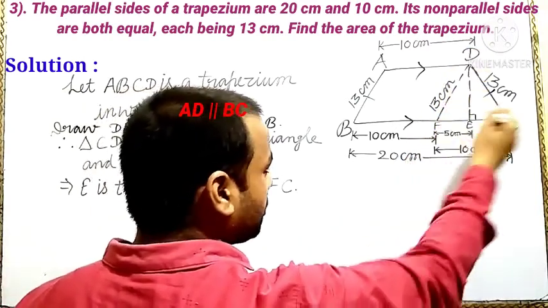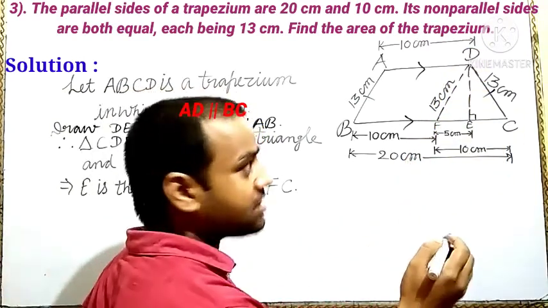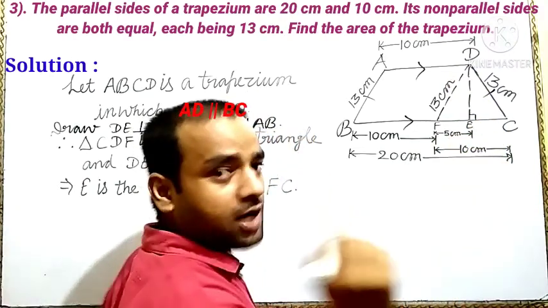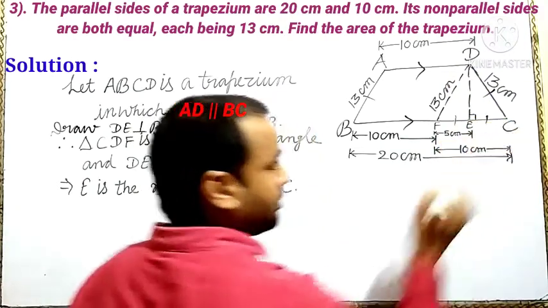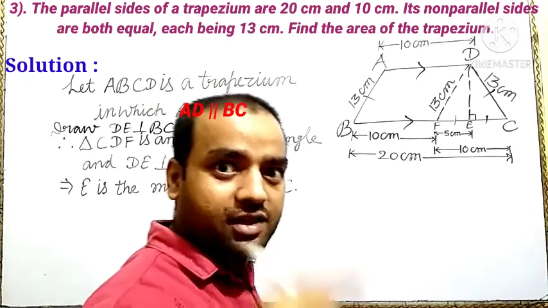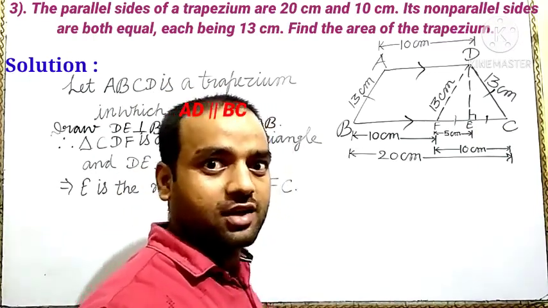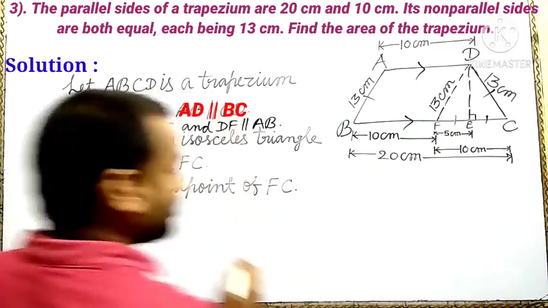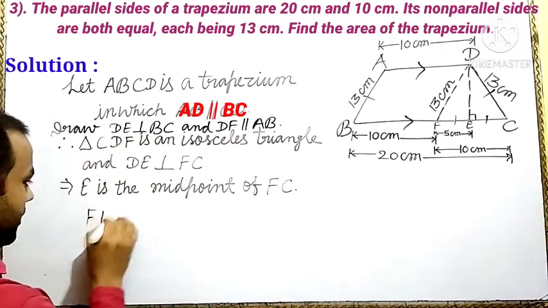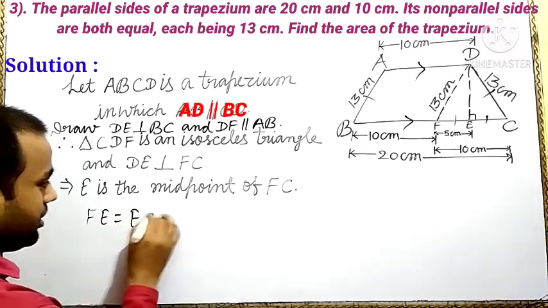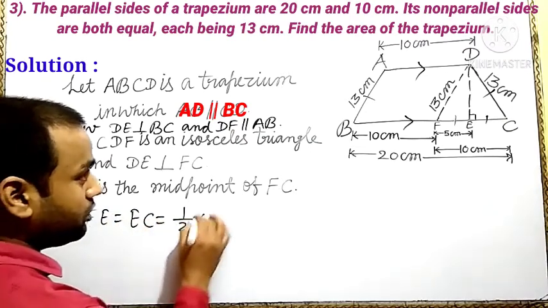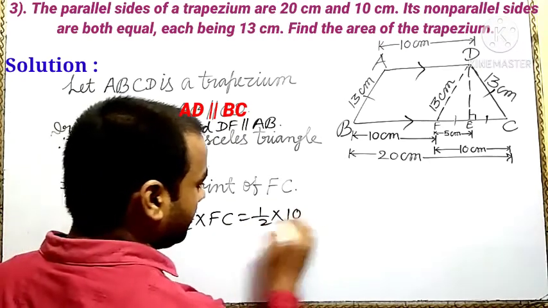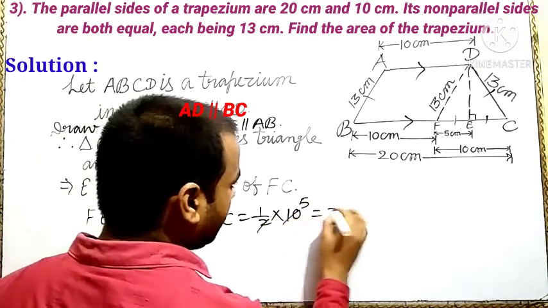DE perpendicular to FC. तो इन आइसोसेलस ट्राइंगल जब परपेंडिकुलर ड्रॉ करते हैं तो बेस को दो इक्वल भाग में बांटा जाता है। ये दो केस में होता है, एक इक्विलेटरल ट्राइंगल में और दूसरा आइसोसेलस ट्राइंगल में। तो here E is the midpoint of FC. So we write here FE is equal to EC is equal to half into FC. Half of FC value 10, 2 5s are 10, 5 centimeter.